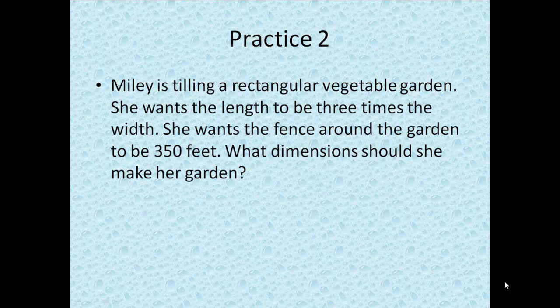Okay, so first read through it, and now I'm going to go back and dissect it, figure out what's going on. So it says she is tilling a rectangular vegetable garden. This right here is important. It's telling me the general shape. So I know my garden is rectangular. She wants the length, so I'm going to call this side length and this side width. She wants the length to be 3 times the width. Okay, I'm not quite sure what that means right now, so I'm just going to come back to it.